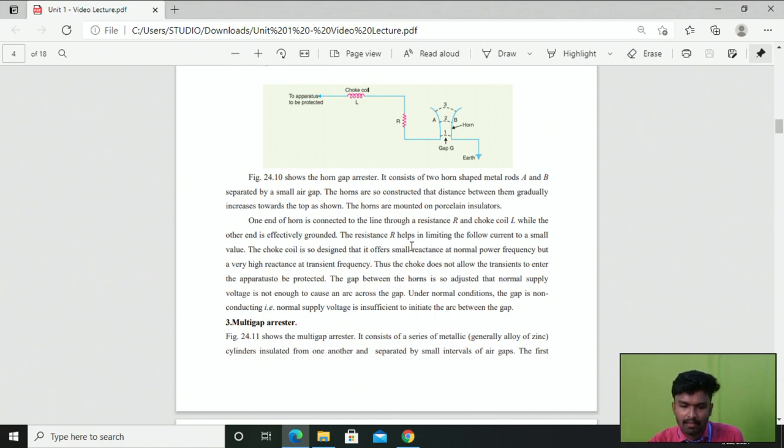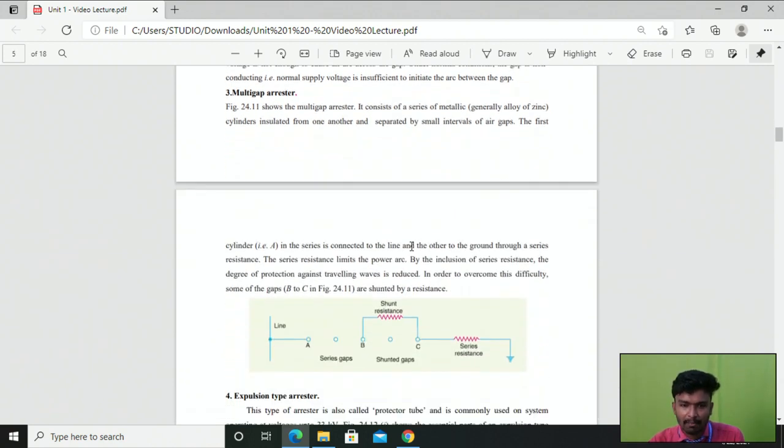And then the third one is the multi-gap arrestor, right? So this is a diagram of a multi-gap arrestor. It consists of a series of metallic cylinders. Here we have A, B, C. These three metallic cylinders are insulated from one another, right? And they are separated by very small intervals of air gap. So this is our series gap and this is your shunt gap, right?